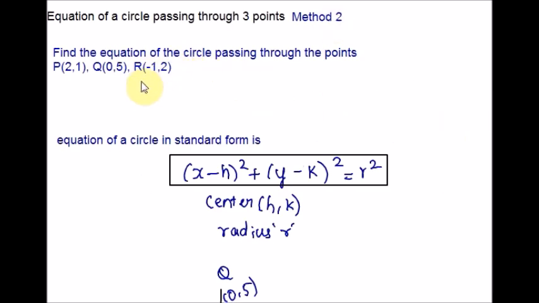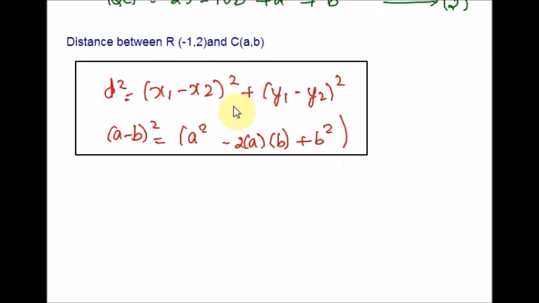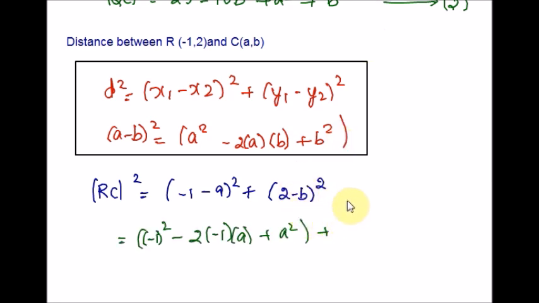Given R is negative 1, 2. For your reference, I am writing the formulas again and again. This is the formula for distance and this is the formula for (a minus b) whole square. The reason why I am taking the square is I just wanted to avoid the square root because our calculation will be easier. So let's now find the distance between R and C. Let us apply the formula. x1 is negative 1, y1 is 2, x2 is A, y2 is B. Let's apply the (a minus b) whole square formula for the parenthesis. Same way for the second parenthesis we will get this.